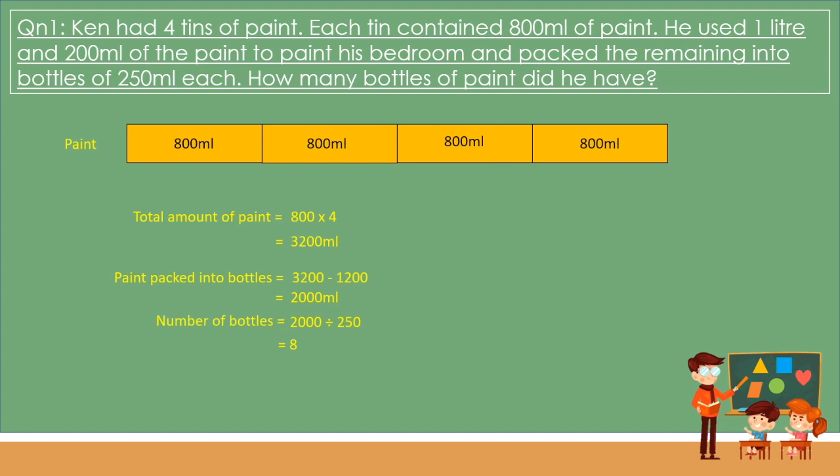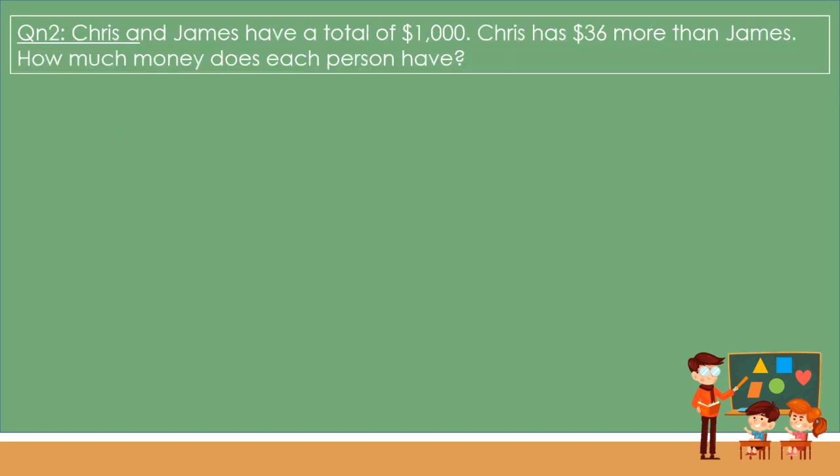Did you solve this question on your own too? I hope you did. So now we move on to question 2. Chris and James have a total of $1,000. Chris has $36 more than James. So how much money does each person have?